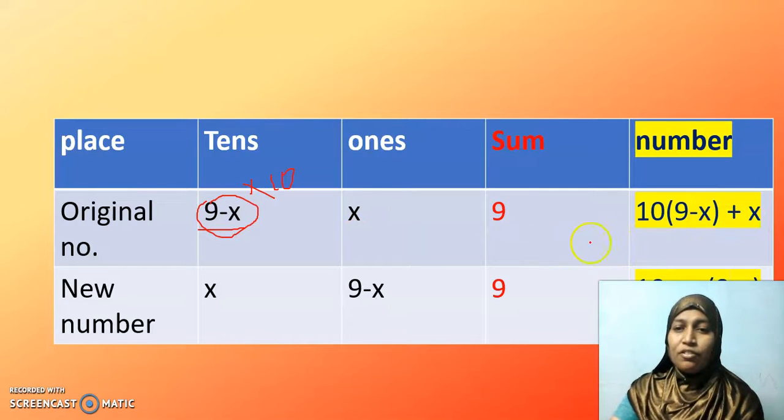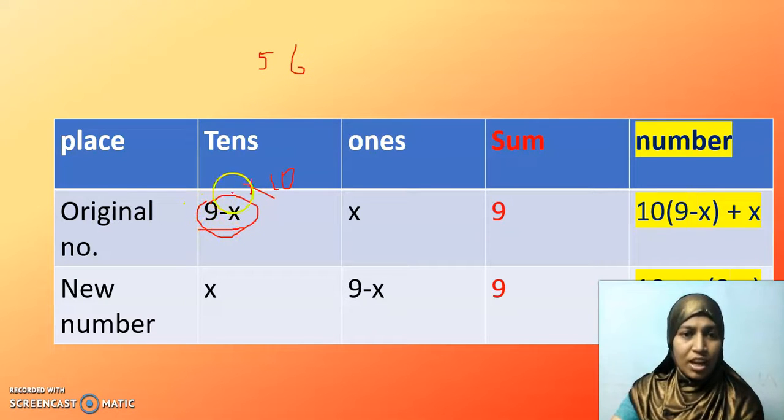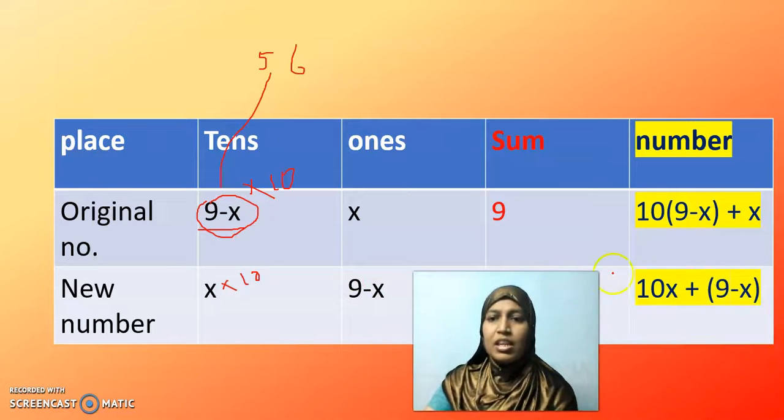This may look a little bit different, my dear children. Try to understand. If I have a 2-digit number like 56, I will write 5 into 10 and 6 into 1. The same thing I am writing. In the place of 5, I have 9 minus x. So I write 10 into 9 minus x. This one's place is x as it is. And if I interchange their positions, I will multiply x by 10 and write 9 minus x as it is. And these are the two numbers. This is the original number, and this is the new number after interchanging.